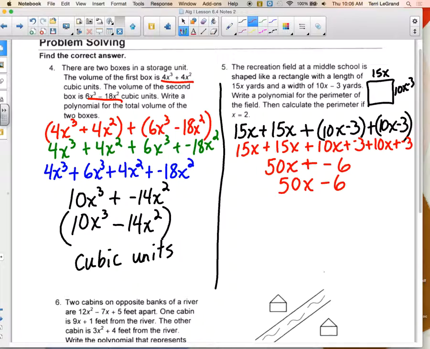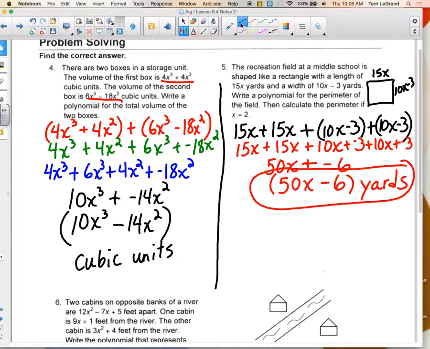So we put this in parentheses and we say this right here is our perimeter polynomial answer. So write a polynomial for the perimeter of the field, we just did that. Now we have the really easy part, then calculate the perimeter of x equals 2. So let's write down here, when x equals 2.